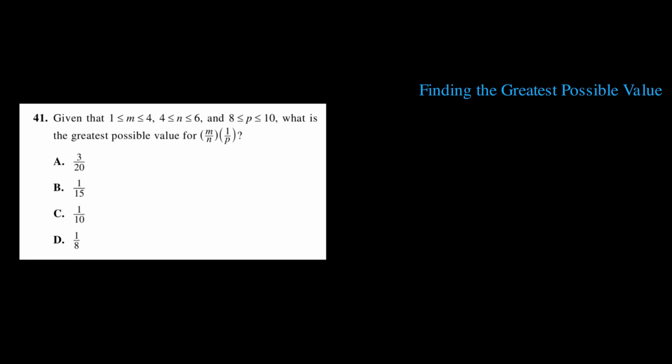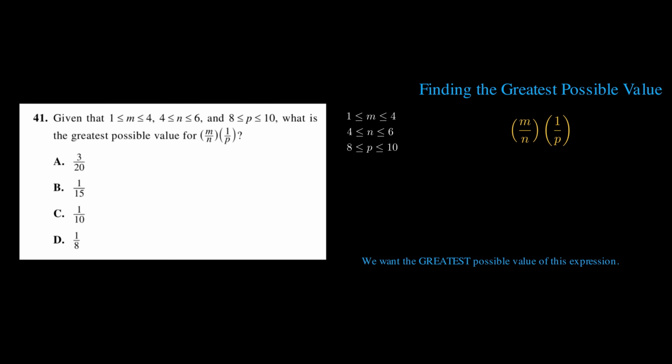All right, let's read the question first. We are told, given that m is between 1 and 4, n is between 4 and 6, and p is between 8 and 10, what is the greatest possible value of m over n multiplied by 1 over p? So the question is asking, what is the largest possible value of this expression?